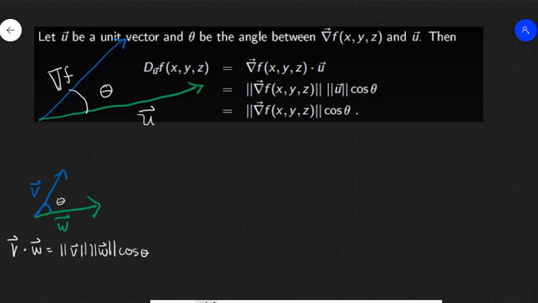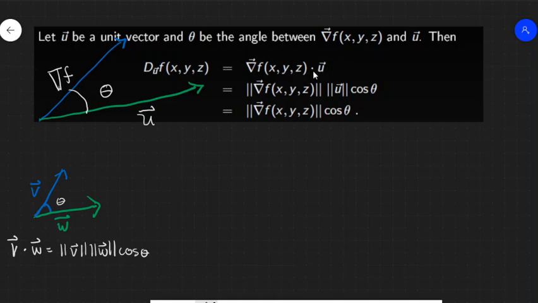From a previous lesson in calculus, we know that the dot product of two vectors can be expressed in terms of the magnitudes of the given vectors and the cosine of the angle between them. So, for instance, if one vector is grad f and another vector given is u, and let's say theta is the angle between them, then the dot product of grad f and u is equal to magnitude of grad f times magnitude of u times cosine theta.